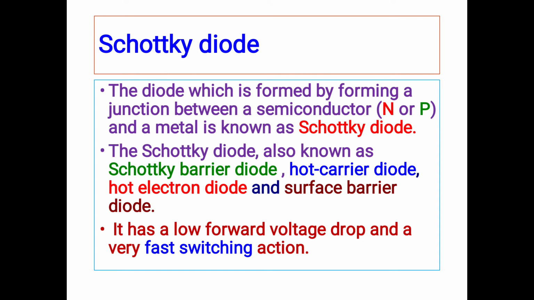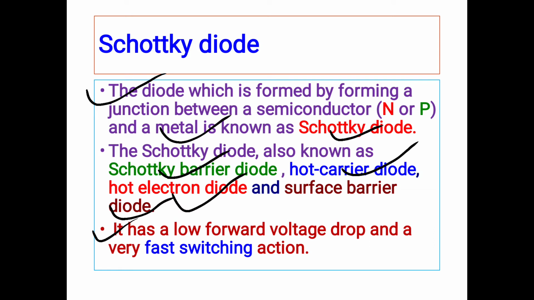So basically the diode which is formed by forming a junction between a semiconductor, and this semiconductor will be either N-type or the P-type semiconductor, and a metal, such type of diode is known as Schottky diode. The Schottky diode is also known as Schottky barrier diode, hot carrier diode, hot electron diode, and the surface barrier diode. So these are the various names of the Schottky diode. You need to remember it.